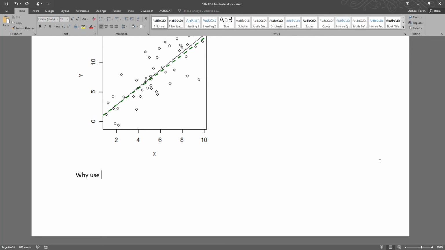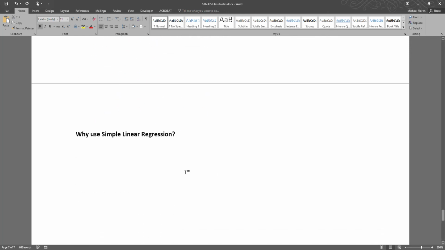So, why use simple linear regression? And I am going to use the acronym SLR pretty often to stand for simple linear regression. So when you see SLR, think simple linear regression. There are two main reasons why we use simple linear regression. We use it to describe, or descriptively. This describes the relationships among data and how different variables can relate to one another. So this is the first reason we would use simple linear regression.